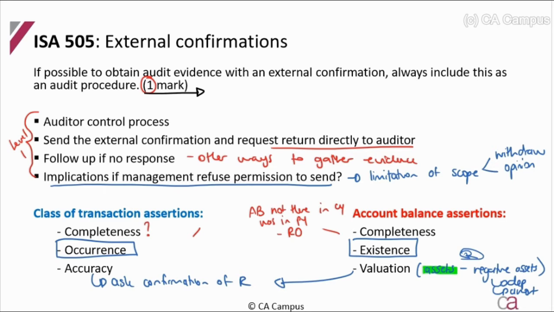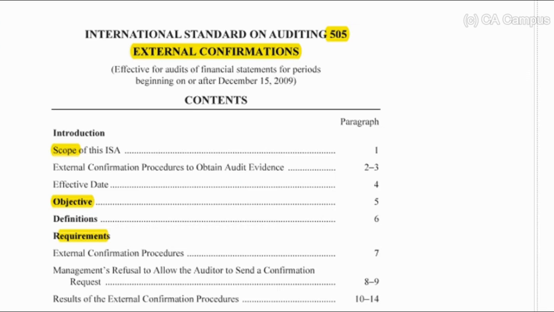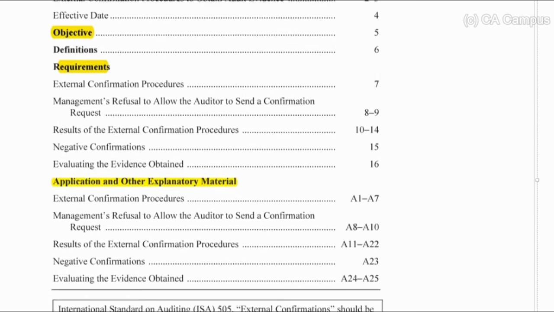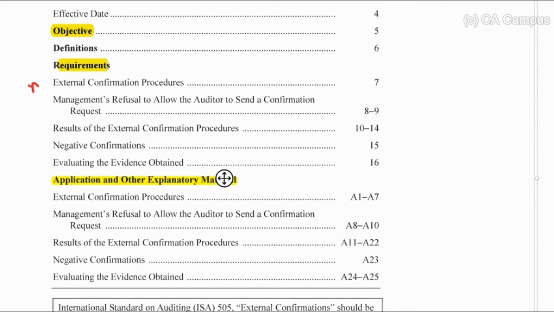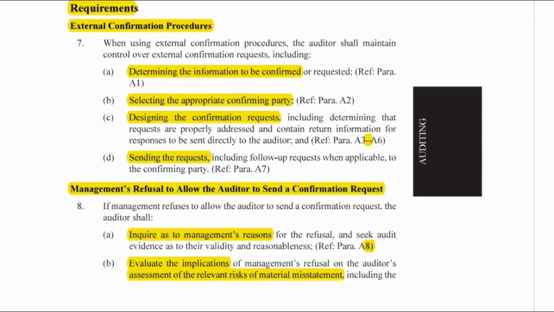So guys, let's quickly go have a look at what ISA 505 says. So here's your contents page and dealing with external confirmation procedures. So that's where you're going to find the actual structure to follow when sending the external confirmation. And then what actually happens if they refuse? Okay, let's go to the requirements. So the actual procedures, first you need to determine the information that is going to be confirmed, select the confirming party, design the confirmation request, and then send the request.